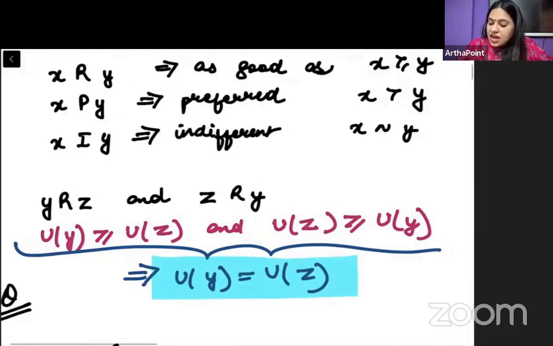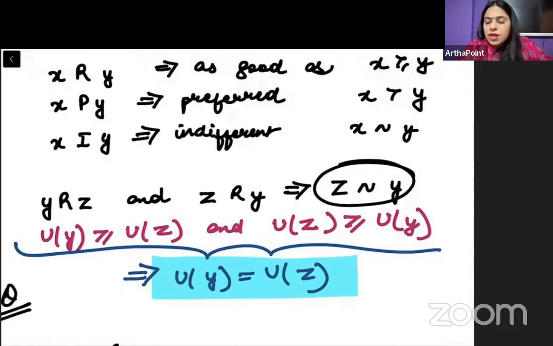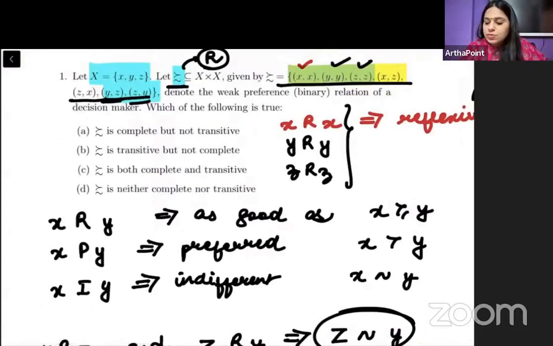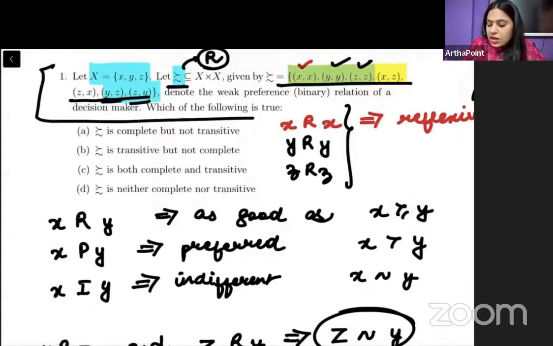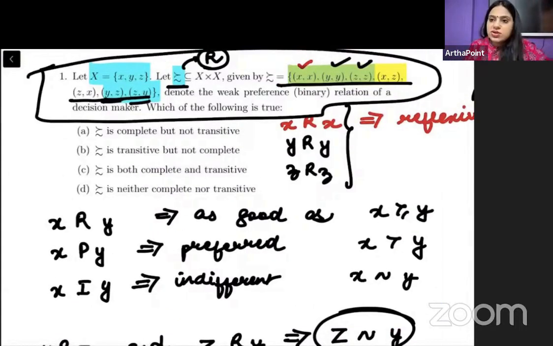So from this, I can go ahead and tell you that Z and Y are indifferent to each other. So from whatever is given to me, beta, जो भी अभी तक दिया हुआ है, what all is given to me, let's write this down.